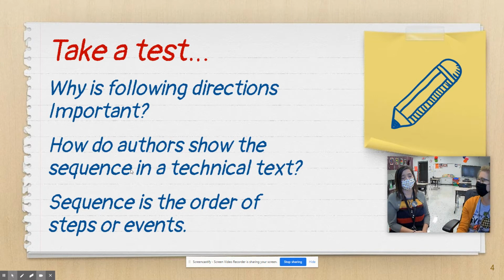How do authors show sequence in technical text? When you pick out the recipe? It was a numbered list. I mean, that helped me. And sometimes authors use those sequence words first, next, then, later. So sequence is just the order of the steps or events. Sequence is the fancy vocabulary word for order.